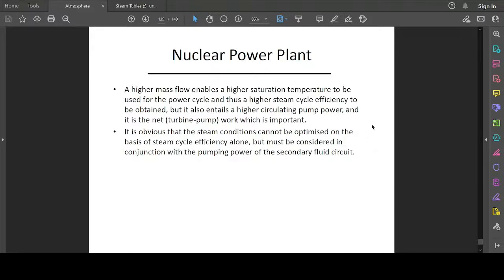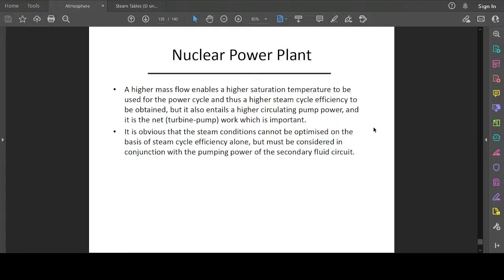So in this kind of system, we will need a higher circulating pump power. Okay, and the pump, as we know, does the work to get the liquid up to the boiling pressure, and the turbine itself, the steam itself, does the work. So we need a net work done by these two systems to determine what to do with the system in terms of the efficiency.